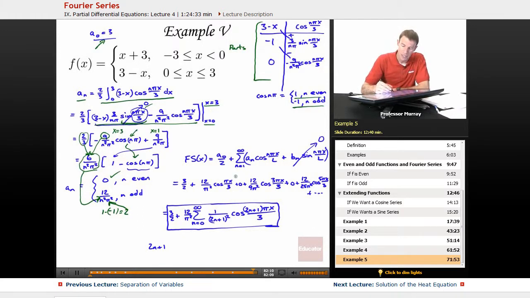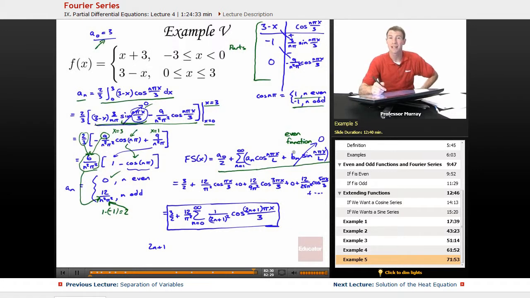And then I remembered my general Fourier series formula: a naught over 2 plus an times a cosine term, bn times a sine term. And we remembered that for this particular one, we had extended the function to be even. It's an even function, which means that all the bn's are 0, so there's no sine terms. We did that deliberately because the problem asked us to find a function that had all cosines. And so my a naught was 3, that came from up here. And my an's, I dropped in the 12 over n squared pi squared.